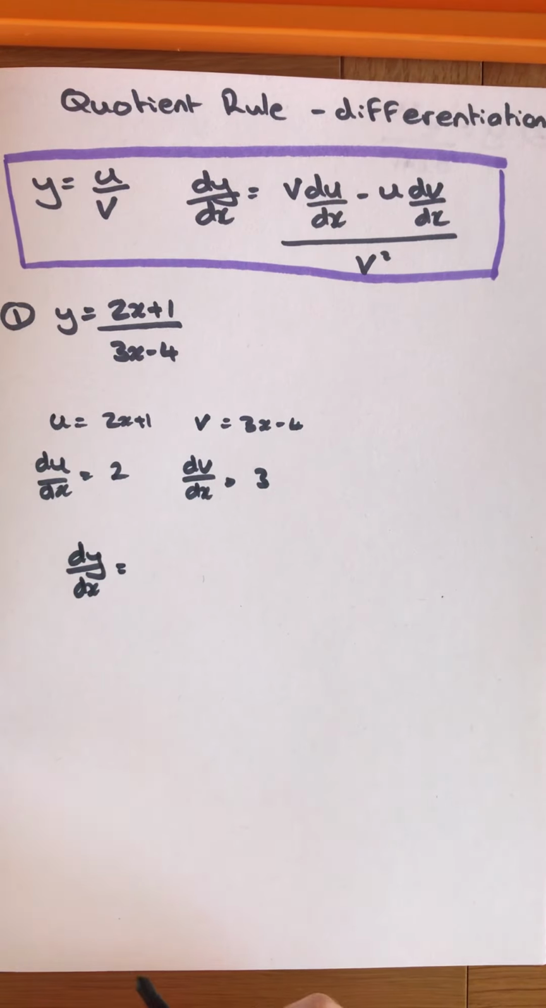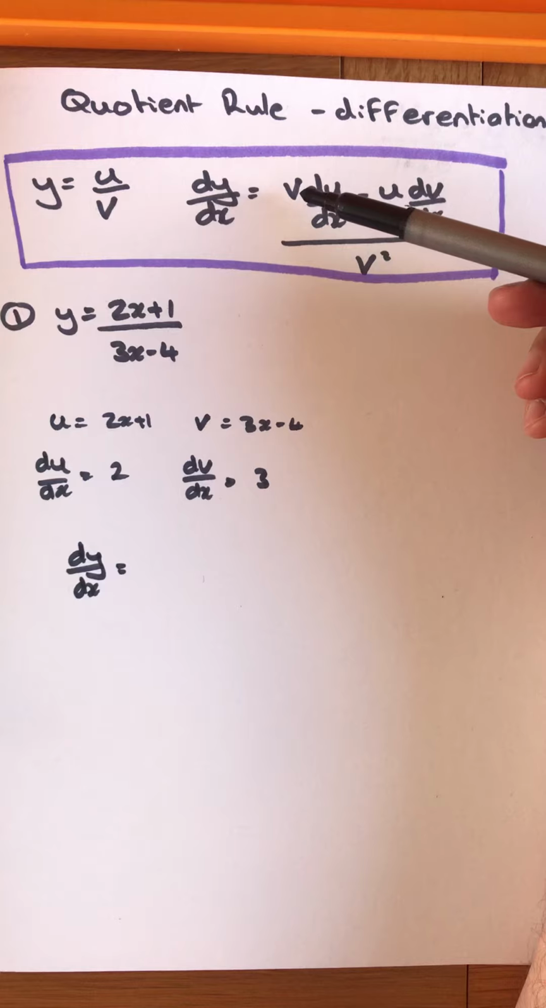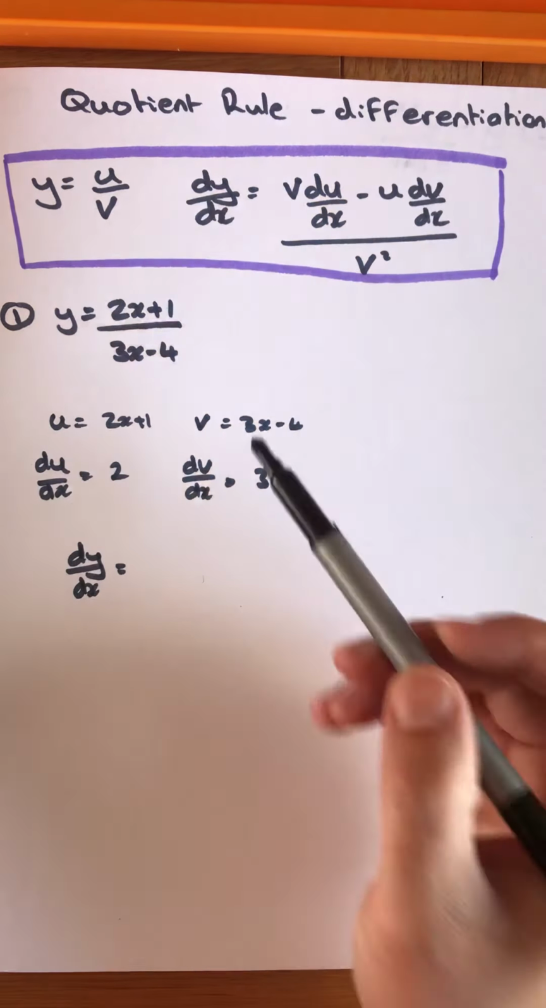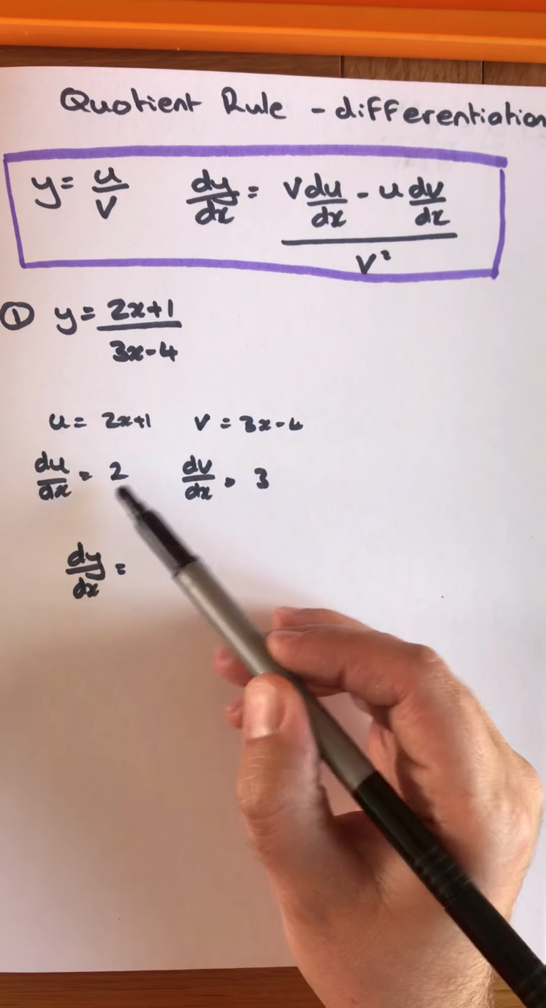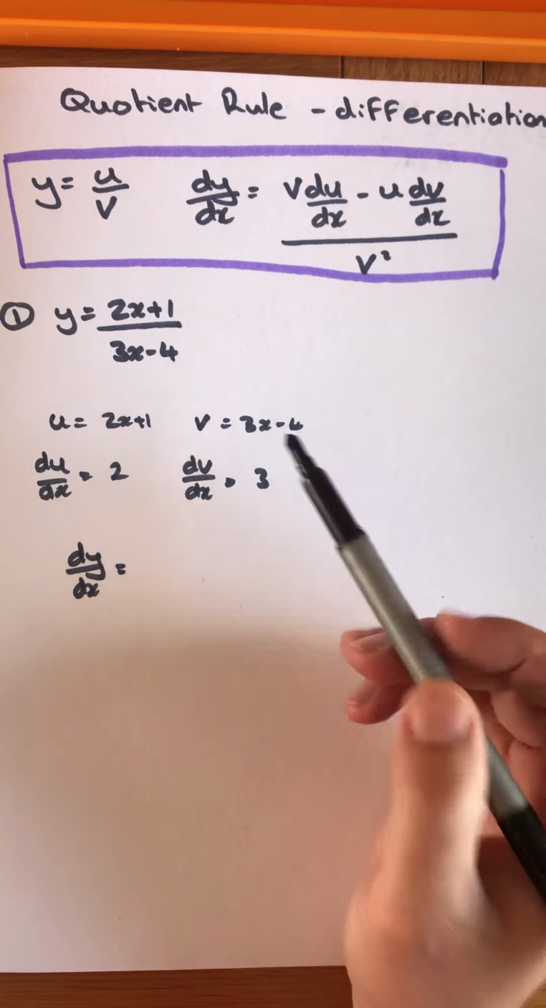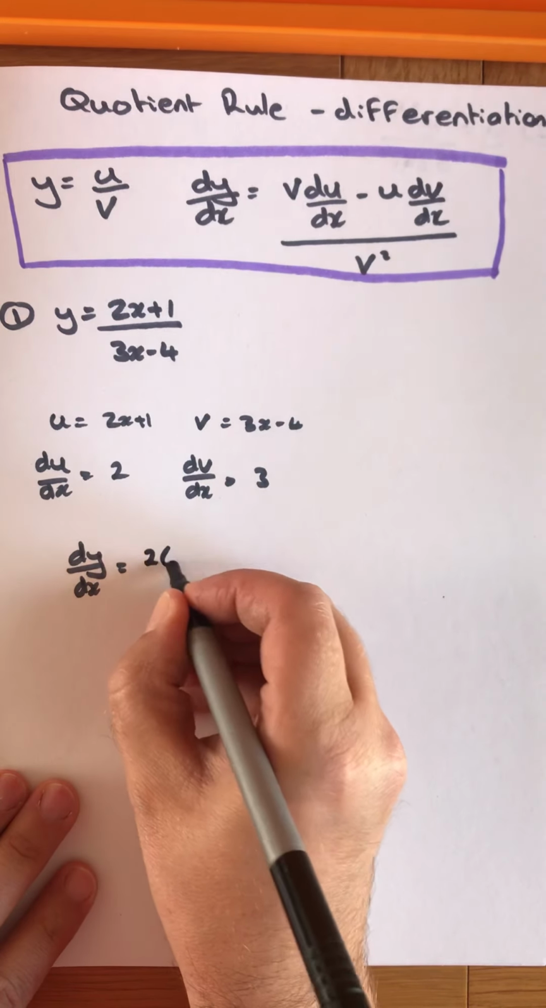Now we have to multiply v with the differential of u first of all, so I've got to make sure I times these two things together. For neatness, I'm going to put the 2 in front of the 3x minus 4 and use brackets.